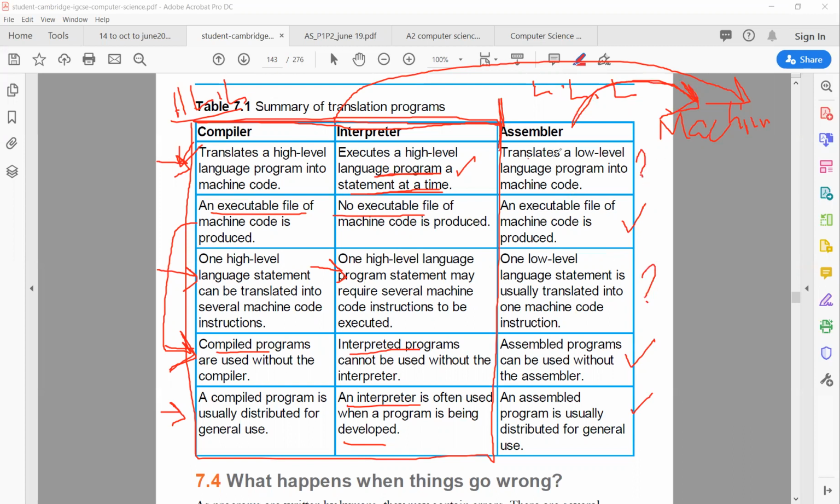So the assembler is basically used to translate assembly language, which is a low-level language, into machine code. And secondly, the assembler can convert each statement into one machine statement. It is a one-to-one relation, right?